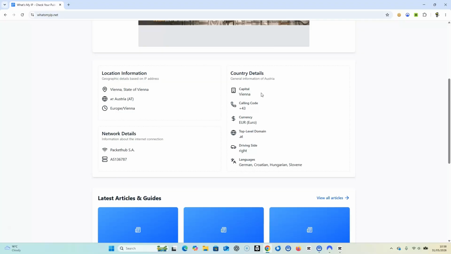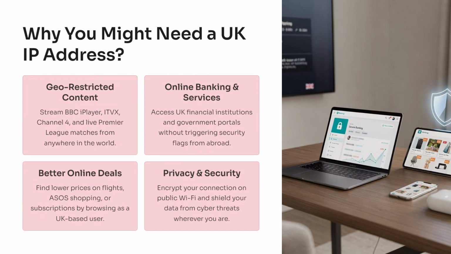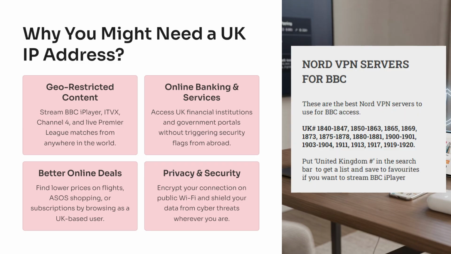Let's say there's hundreds of them for different locations. So now I'm in Austria, okay? And that's how easy it is. So you basically choose the location you need. So why, for instance, you might need a UK IP address, you'd pick a UK server from the VPN connection. So every website, every application, everybody would think you were in the UK. But this could apply for any country, you know?